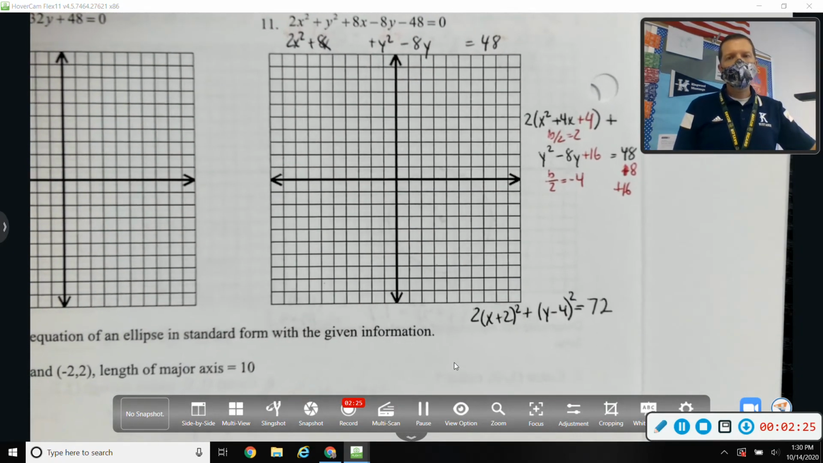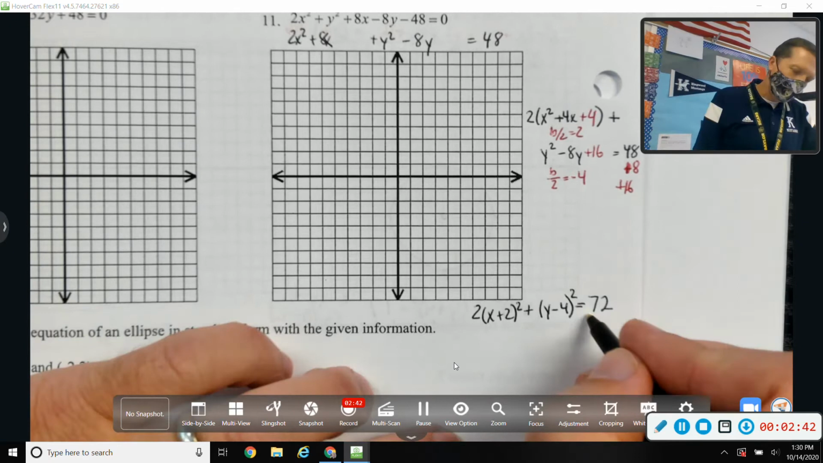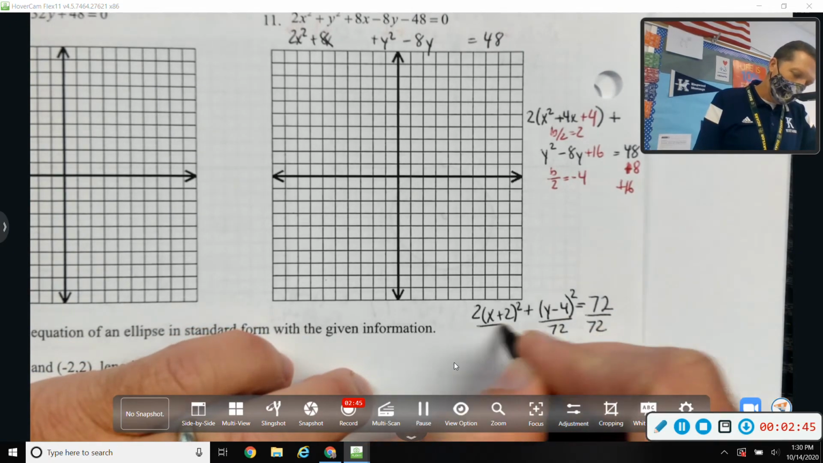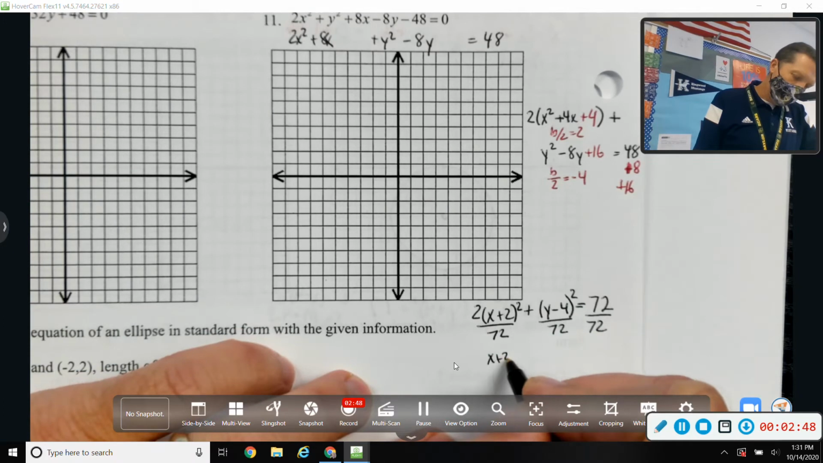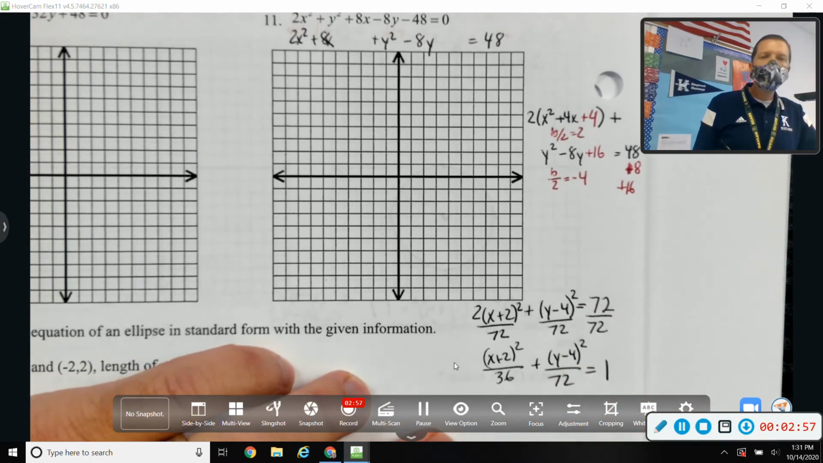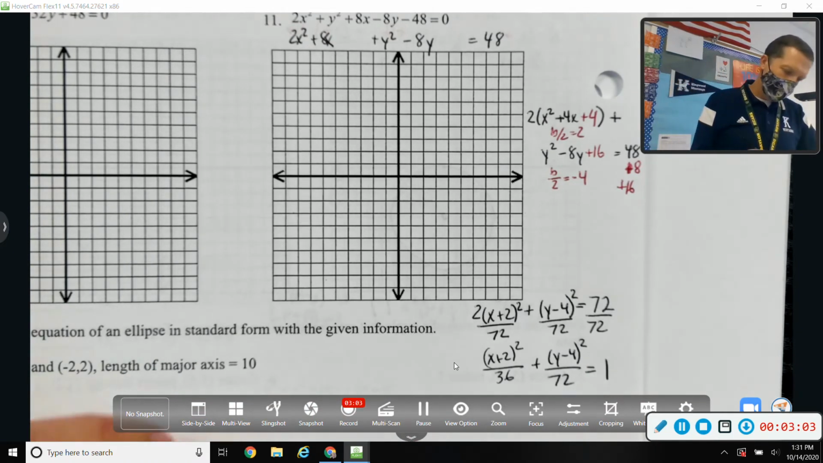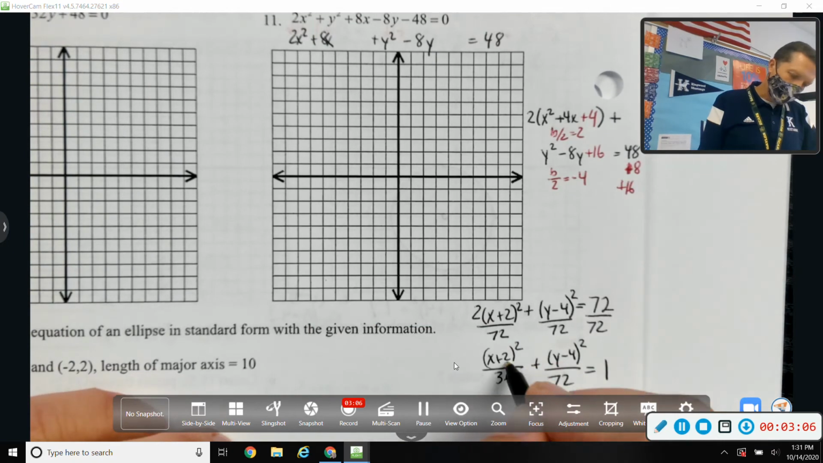Alright, I'm not quite there yet. What do I need to do next? Even I could find the center right now, but what should I do before I find the center to make it look like an ellipse equation? Make it equal to 1, and how should I do that? Divide by 72. So x plus 2 squared over 36 plus y minus 4 squared over 72 equals 1. So my center will be at negative 2, 4.